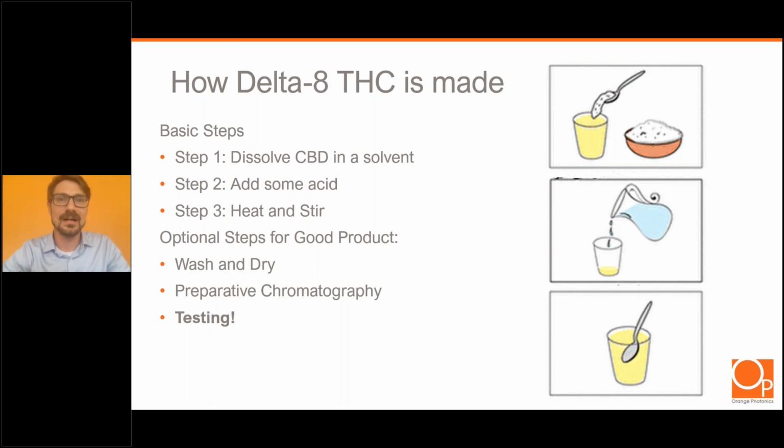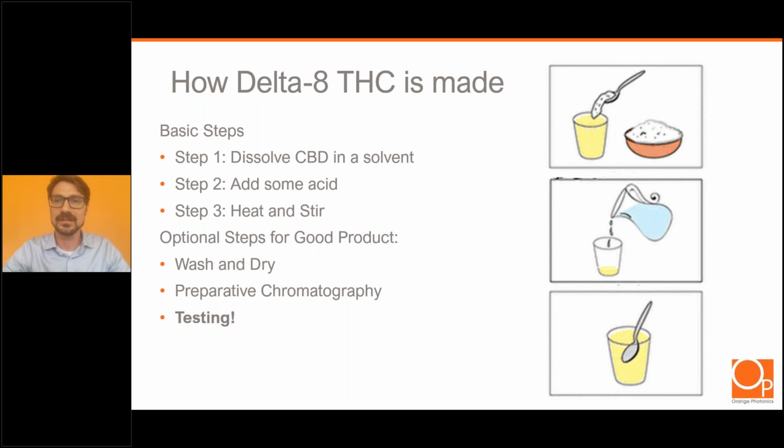So basically how it's made is, you start with your CBD isolate or concentrate, and that's dissolved into a solvent. Usually this is something like heptane, but it's basically a solvent that you're dissolving it into. And then after that, you add some acid to it. And then really all you're doing is heating and stirring it. And this usually is over a pretty long period of time.